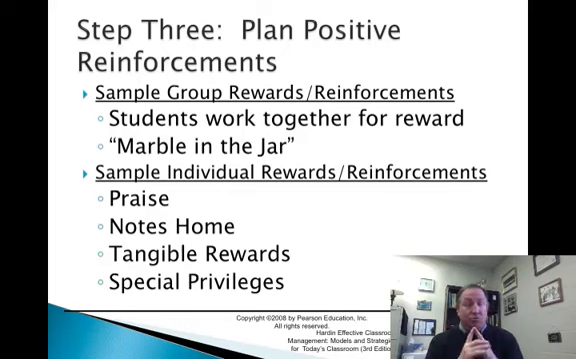Individual rewards are the ones that really make a difference to a child, because you can personalize it and you can make it private and individual to a child. Things like praise, notes home. Let me talk about notes home. When I was teaching, I had my plan book and I had the list of students' names where I would check the attendance each day.